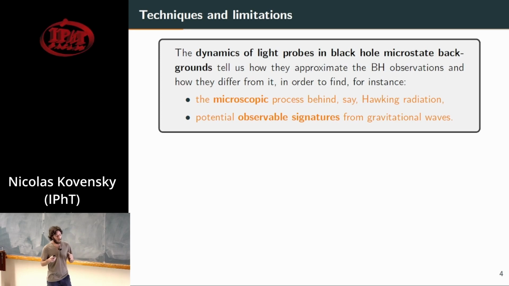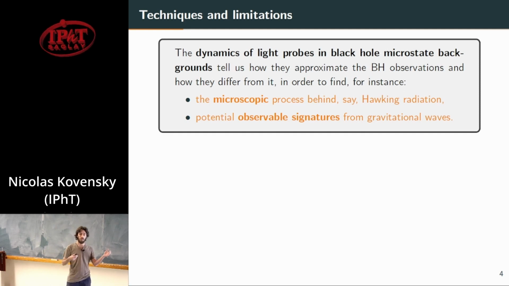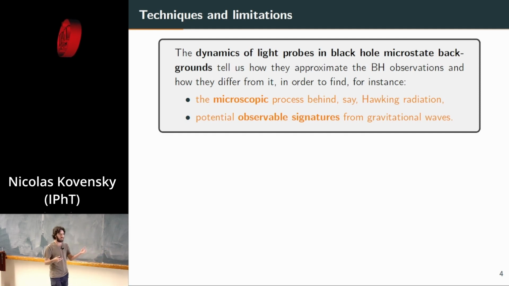So given these microstate geometries, we can think about probing them, and one way to probe them is to study the physics of probes in these geometries, or backgrounds. The different kinds of interactions that particular states can have with the background will tell us a lot, will contain a lot of information about, for example, what's the microscopic process behind, say, Hawking radiation, or whatever physics we want to extract in order to construct the observables that we would measure from here.